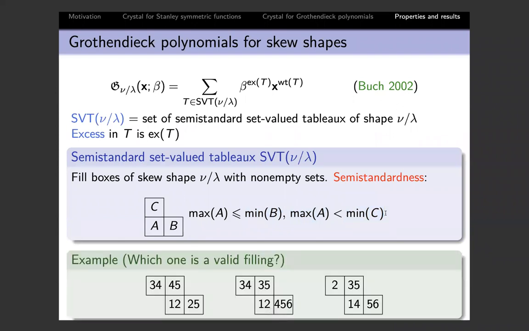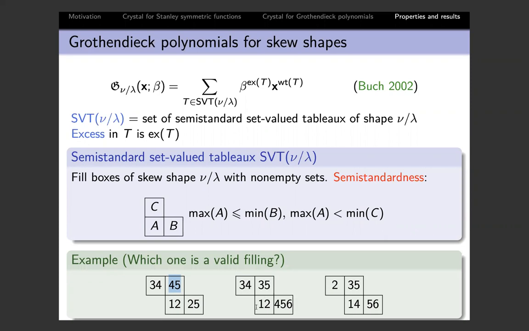So here are some examples. Here I have written three fillings of the shape 3, 2 modded out by 1, so that my skew shape is 3, 2 modded out by 1. Let's check which of the fillings actually are semi-standard. If we look at the first example, you can see that in each row, the maximum of the left element is less or equal to the minimum of the right one. Also if you compare this column in the middle, the maximum of this set, the 2, 1, is 2. If we compare that to the minimum of this, you can see that the max of the bottom one is strictly smaller than the minimum of the top one.